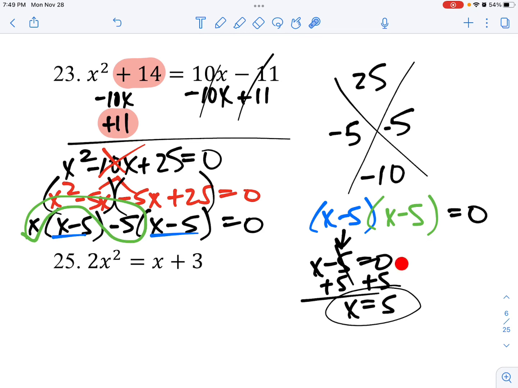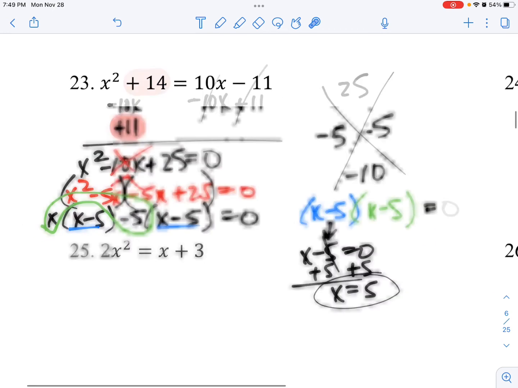I could do this same exact thing for this. I would just have the answer x equals 5, so I'm not going to write it twice. The answer is x equals 5.